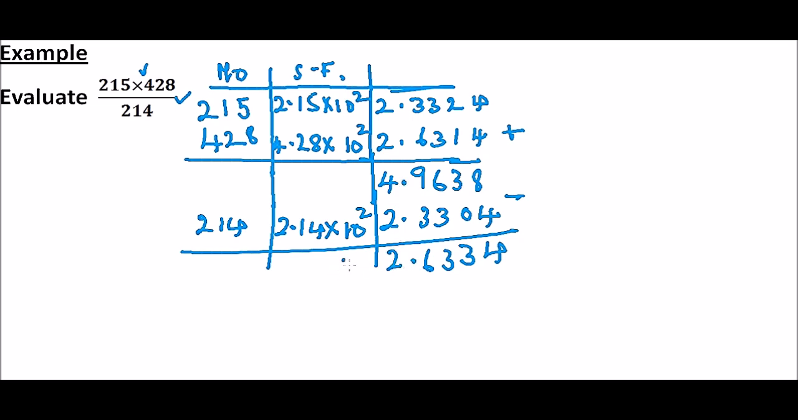Now 2 represents 10 to power 2. And then we get the anti-logarithm of 0.6334, which we get it is 4.299. So when you multiply this, you get 429. So this is equal to 429 as the answer for that problem.